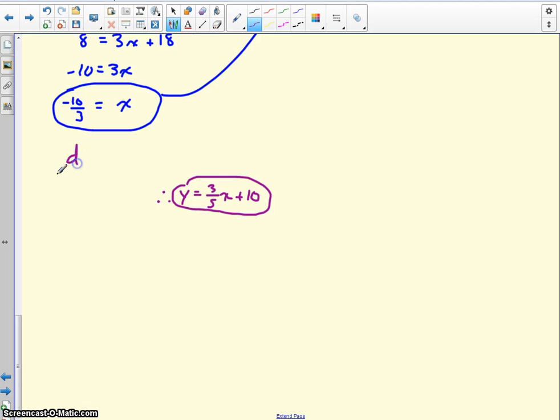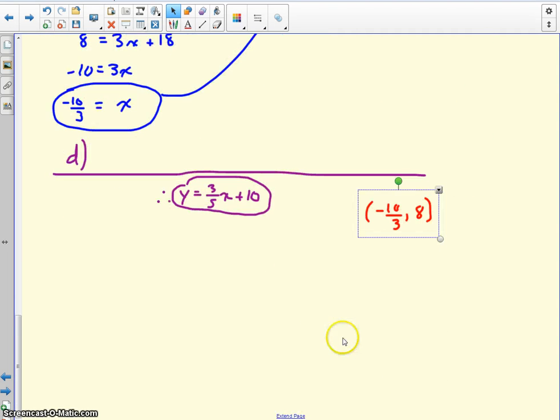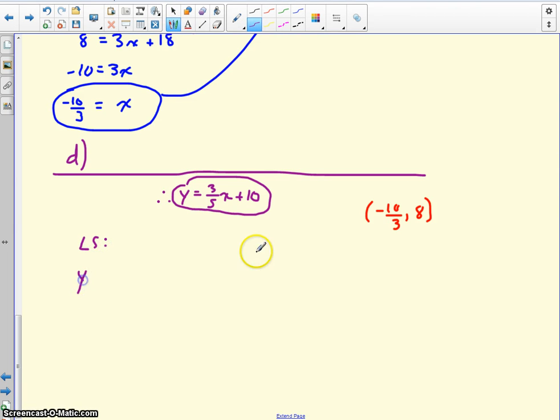This is for part D here, just checking to see that my POI satisfies the third equation. Okay, I'm going to take my POI here and sub it into a left side, right side check. So the left side of my equation is y. The right side of my equation is 3 over 5x plus 10. And again, I want to see that I'm going to get the same thing when I sub in this point into both the left side and right side of the equation.